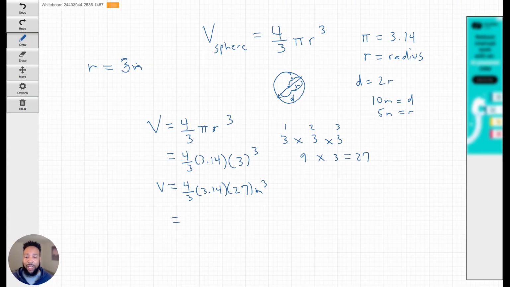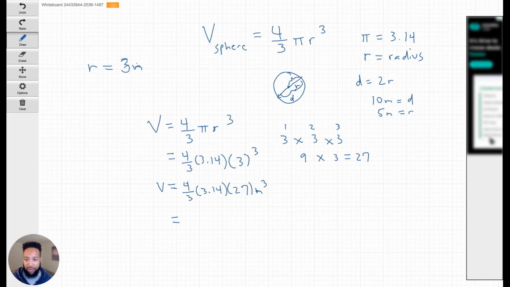So when you multiply that by itself 3 times, that becomes cubed. So now we put in our calculator 27 times 3.14 times 4 divided by 3. And that gives us an answer of 113.04.